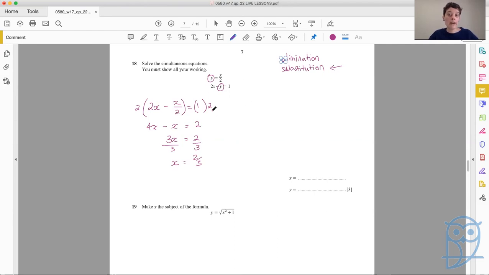We've then got to go and do our y. So y equals 2/3 divided by 2. So y equals 2/3 times a half. So y equals, silliness, those 2's are going to cancel, 1/3. So in this case, x equals 2/3, y equals 1/3. And we are sorted with our simultaneous equations.